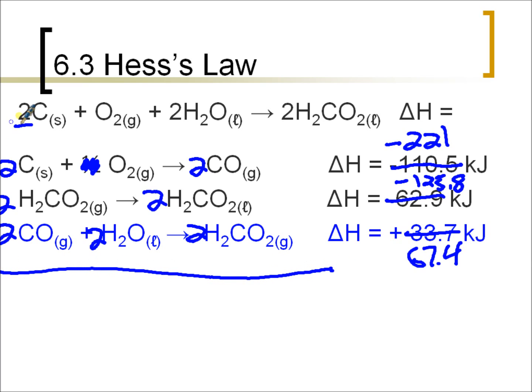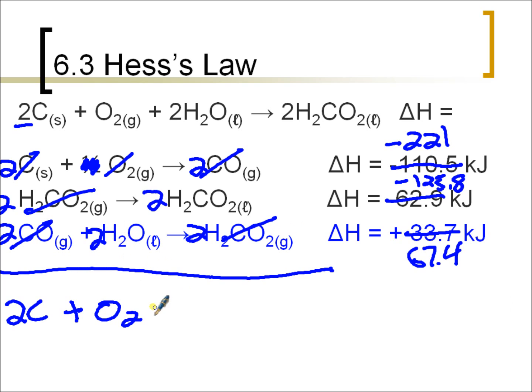Because if I add all three of these reactions together, I'm going to get my 2C plus I'll get my 1O. So just to keep track, I'm going to cross these out. 2CO and 2CO will cancel each other out. H2CO2 gaseous form and H2CO2 gaseous form will cancel each other out. I'll get my water, 2H2O, plus my 2H2CO2 liquid. So after I add them all up, it looks exactly like what I have here.